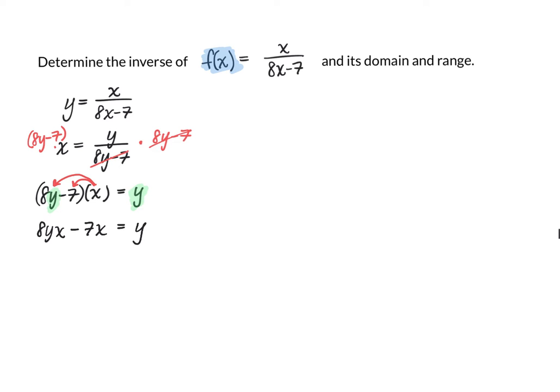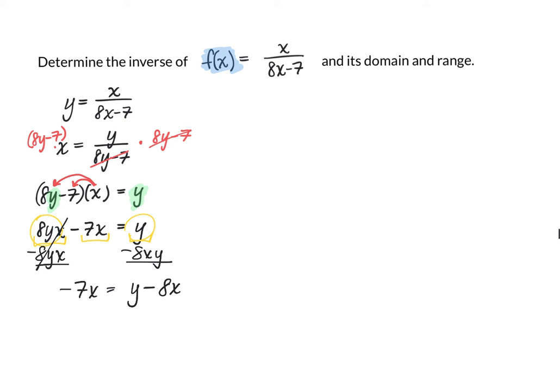Now that distributing was really a key step because at this point, we have a total of 3 terms in this entire equation. And if we look closely, there are 2 terms that contain a y. So we want to get those terms on the same side of the equation. So in other words, we're going to subtract the 8yx term from both sides. So we'll subtract 8yx. That'll leave us with a negative 7x is equal to y minus 8yx.